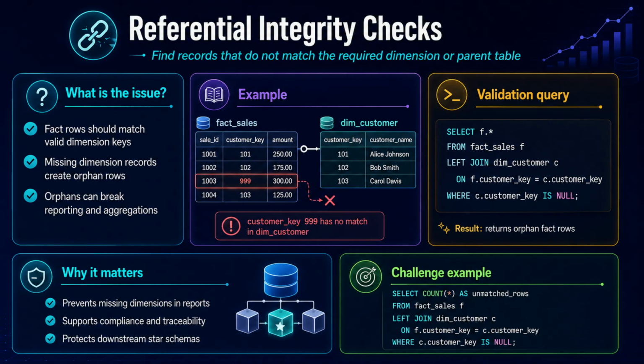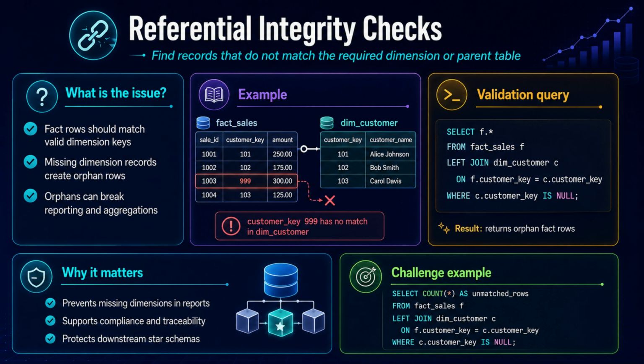An orphan row is dangerous because the transaction exists, but the descriptive customer information does not. In a star schema, this can create missing customer names, incomplete dashboards, incorrect aggregations, and broken business analysis.